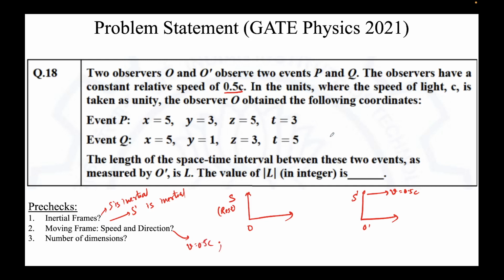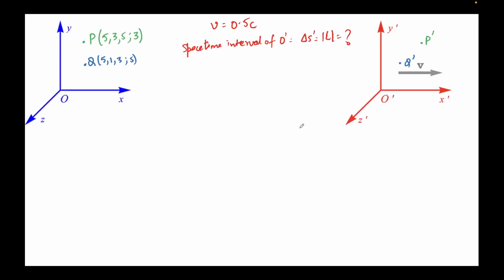The question is silent about direction, so I can simply assume that it's in the positive x direction without any loss of generality. So this is the positive x-axis, this is my y-axis, and this is my z-axis. Thirdly, what is the number of dimensions? The question clearly talks about 3 dimensions, x, y, and z. So this will be a 3-dimension system using all x, y, and z coordinates, and of course a time coordinate is also there.